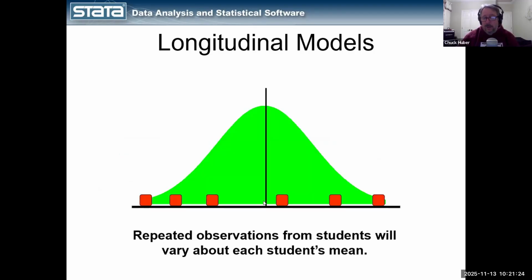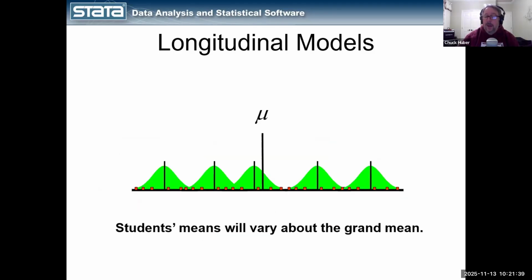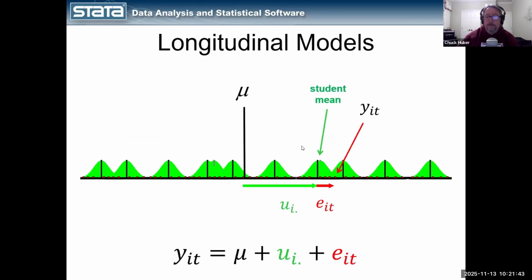What I could do is calculate a mean within each student because I have repeated observations within each student. I can calculate a mean for each student, and then I can talk about the deviation of each of those observations from the student's mean. And then I could talk about each student's mean deviating from the overall grand mean. So then I can take each observation and talk about the deviation of that observation from the student mean from the overall grand mean.